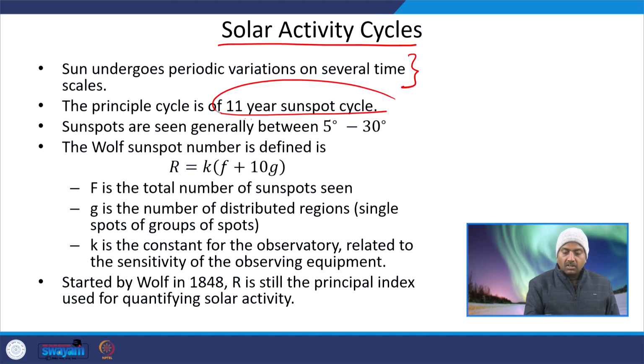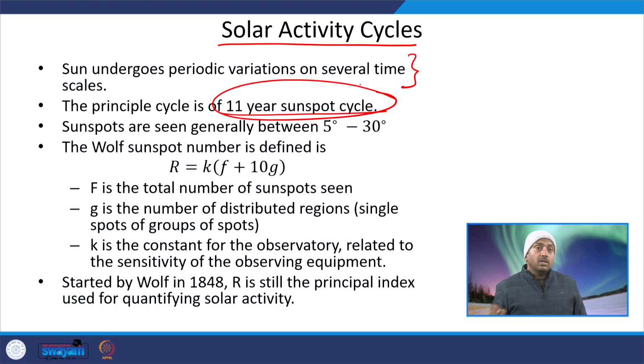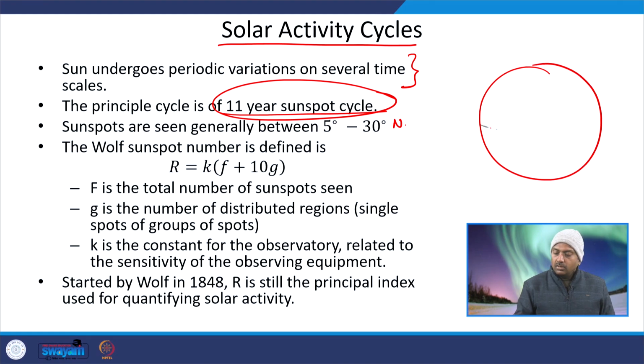Always remember this 11-year sunspot cycle is the most important, which can directly affect all the ionospheric processes in the geospace. Sunspots are generally seen between 5 degrees to 30 degrees, let us say north. The belt of latitudes that I am referring to, where the equator is 0, is between 5 to 75 degrees. This is the region where you will find all the sunspot activity.